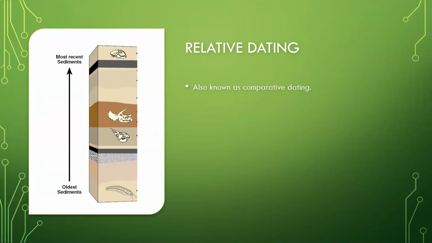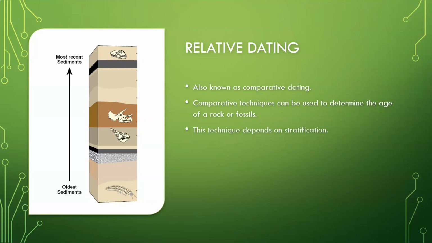With relative dating, this is also known as comparative dating, and it's used to determine the age of a rock or fossil. Okay, and this technique depends on what we call stratification, and that is the layers of sediment around the fossil as such.